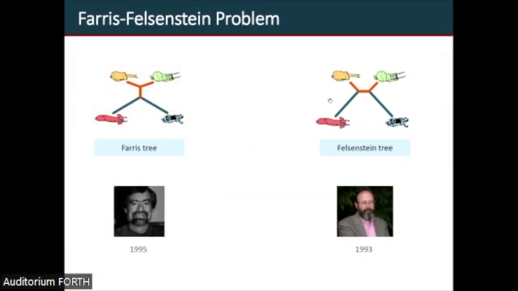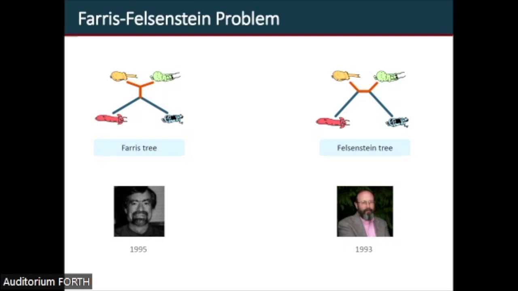This problem is the problem of the Ferris and the Felsenstein tree. Both of these are four taxon trees, and both have a very short inner branch. In addition, they have two short external and two long external branches. The Ferris tree, named after James Ferris, pairs the two long branches, and the Felsenstein tree, named after Joseph Felsenstein, always pairs a long and a short branch.